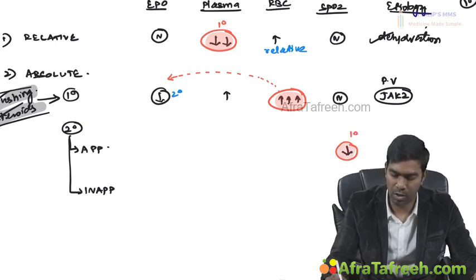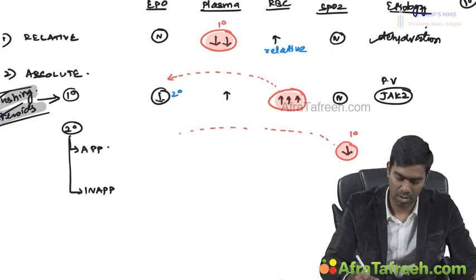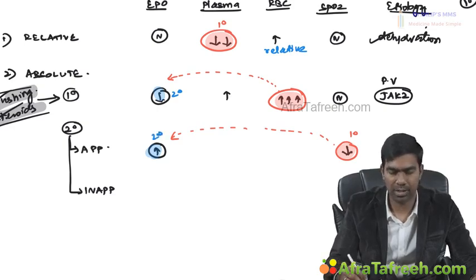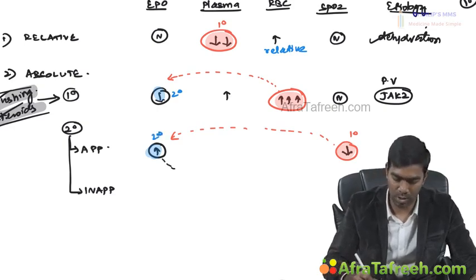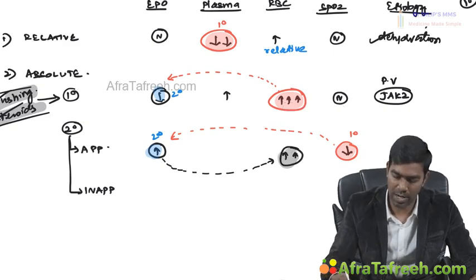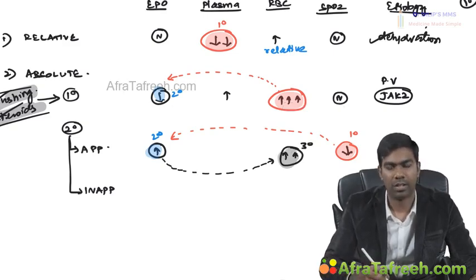Because of the low saturation and low oxygen carrying capacity of the blood, you are going to cause an increase in the erythropoietin output, and this is going to act as a secondary event. This increased erythropoietin is going to increase your RBC count, and this is going to act as a tertiary event here. Clear?